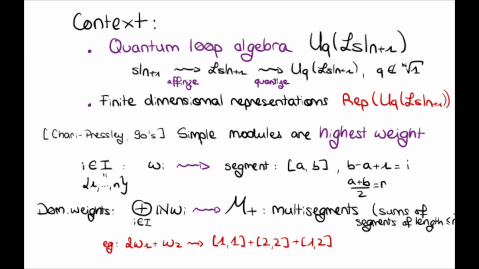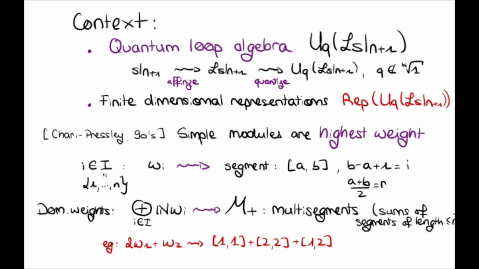So instead of, in the classical case, having fundamental weights omega i for i a node of the Dynkin diagram, so 1 to n, in this case you have a loop version of it. So for the combinatorial part, it's going to be a segment [a,b] with integer endpoints, where i, the node of the Dynkin diagram, is the length of the segment. And you have another parameter, this affine parameter r, which is encoded in the midpoint of the segment. So midpoint and length of the segment are encoded in a segment.